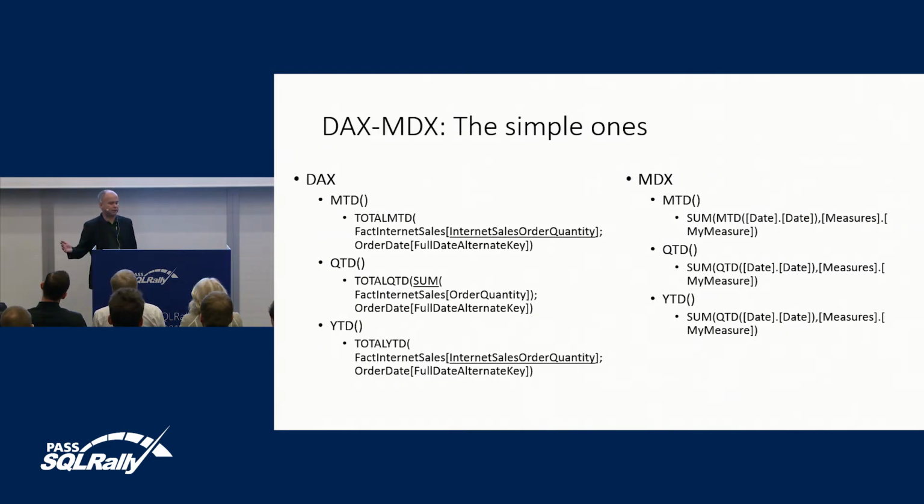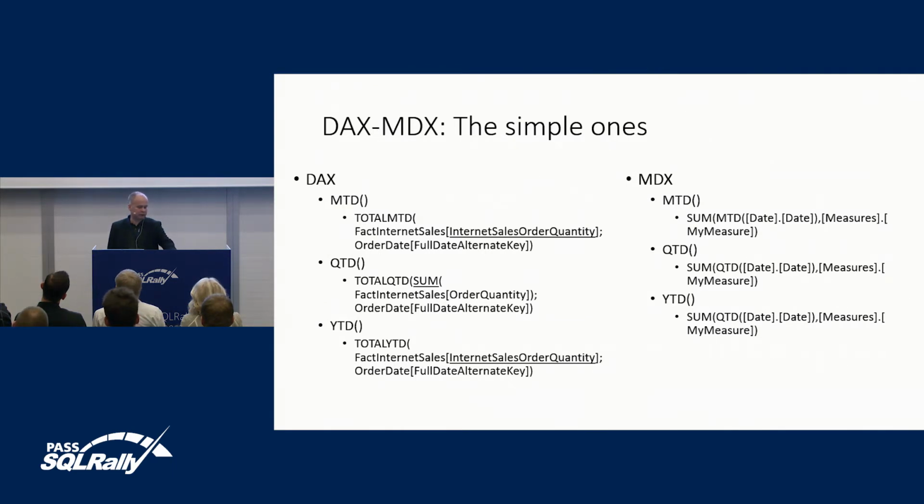On the right side, you have the MDX ones. You have month to date, quarter to date, year to date. And on the left side, you have the equivalent in DAX. And I think they are quite clear in DAX. It's the measure in the fact table that you get here. The thing is that I have mixed. You can actually write the sum function here.